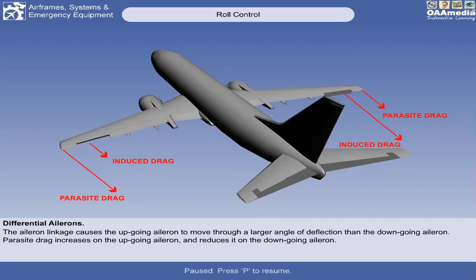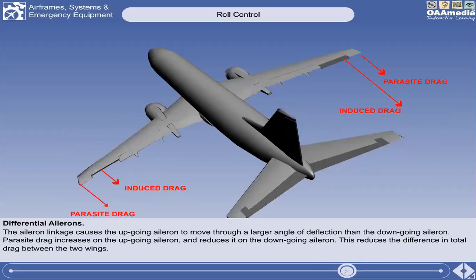So to compensate the total drag of each wing, left and right, you are increasing the parasite drag on the wing with the upgoing aileron by deflecting it at a larger angle, thus reducing the difference in total drag between the two wings. So that's the operation of differential ailerons: the upgoing aileron has a larger angle of deflection compared to the downgoing aileron.